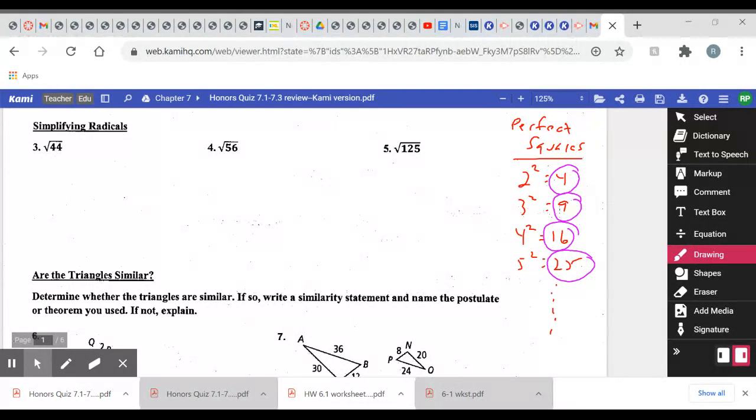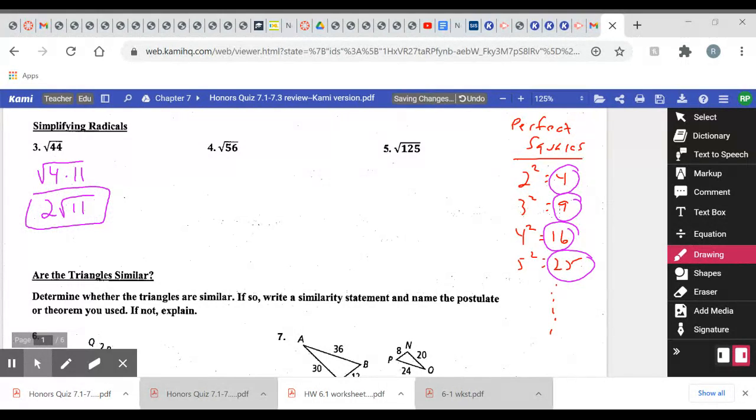And you can use your calculator to find one of those that goes in evenly. And in this particular case, it ends up being 4. So I know that 4 times 11 means the same thing as 44. And so now to reduce it down, I can take the square root of 4 and get 2. I cannot take the square root of 11, so it has to stay in 11. Okay, so 2 square root 11 is my simplified radical.